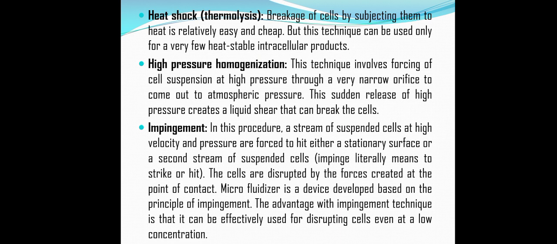The heat method is relatively easy and cheap, meaning the cost is lower whenever we apply this process. But the most important limitation is that it is used only for a very few heat stable intracellular products, because in this process we apply a higher temperature for cell disruption. Most enzymes or proteins are heat labile in nature. So only those intracellular products which show heat stability can be released by this method. Now the next is high pressure homogenization.